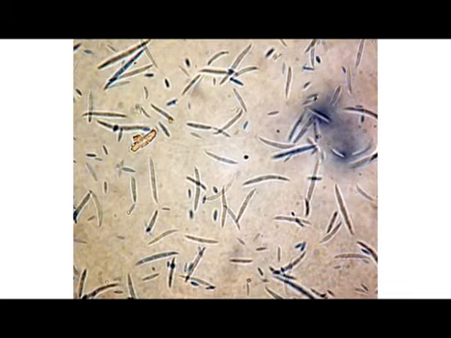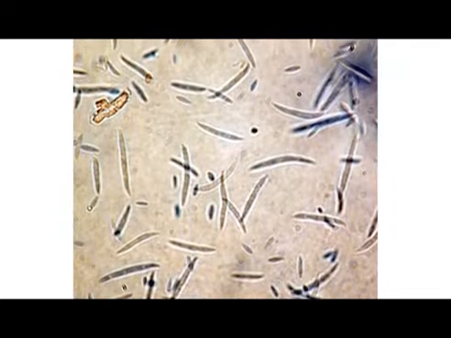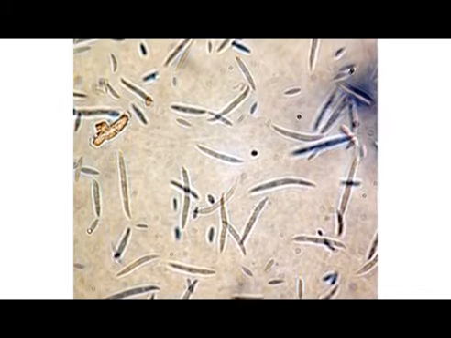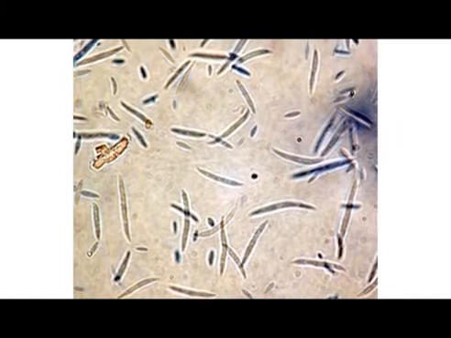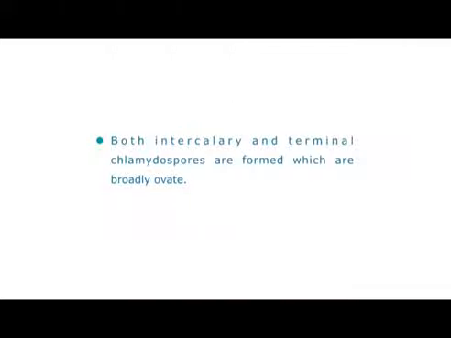Macroconidia are fusiform, falcate, curved and formed on sporodochia and pionnotes. In mass, these conidia appear buff to salmon orange in color. Both intercalary and terminal chlamydospores are formed, which are broadly ovate.